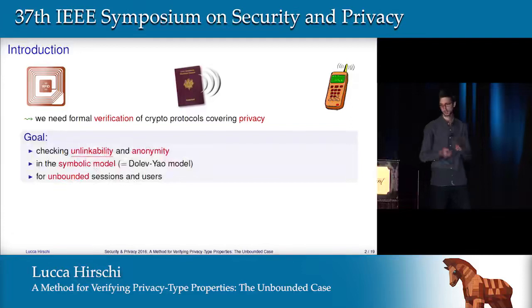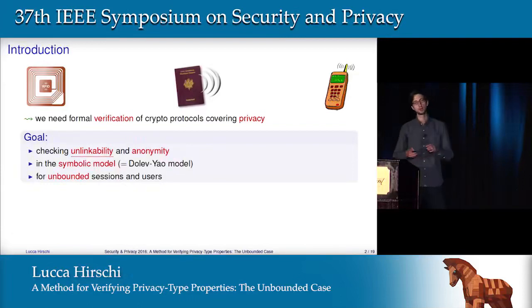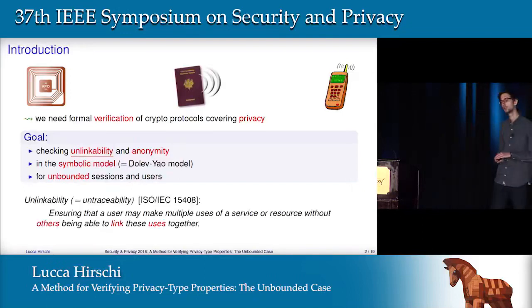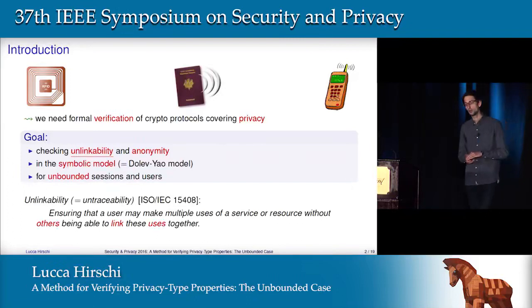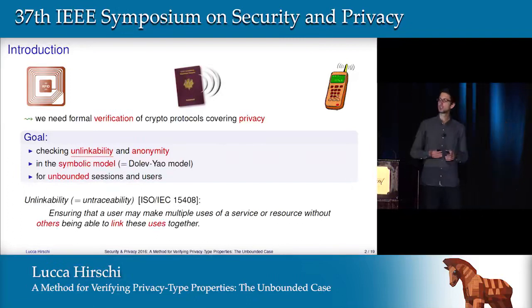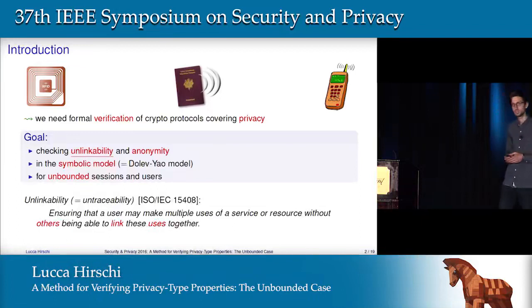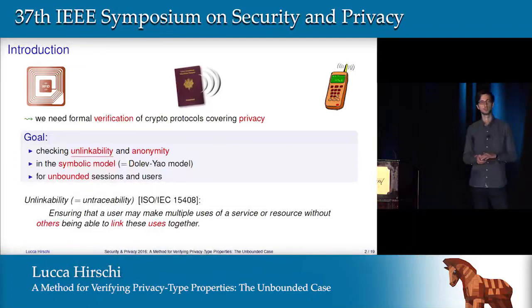And this is the goal of this work. We'd like to check unlinkability and anonymity in the symbolic model for an unbounded number of sessions and users. So intuitively, a system ensures unlinkability when a user may make multiple uses of it without others being able to link these uses together. So this work targets both unlinkability and anonymity, but in this talk, I will focus on unlinkability.